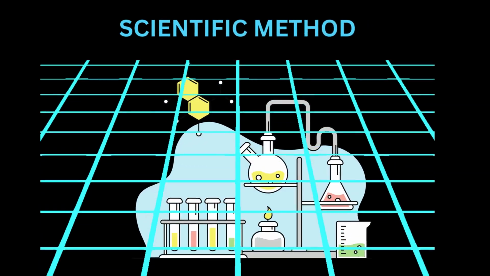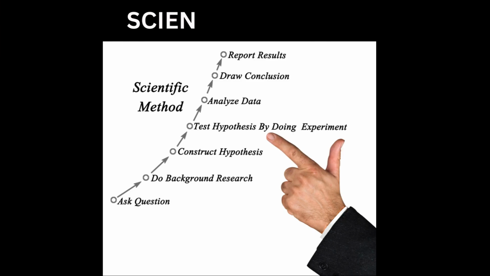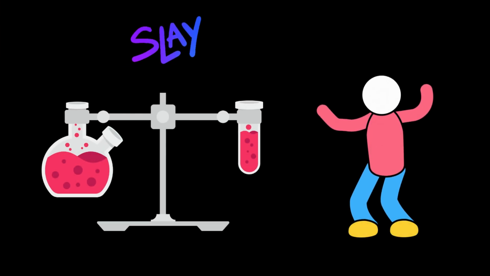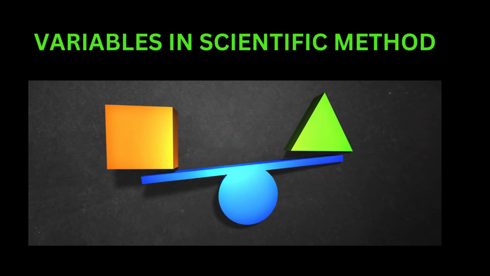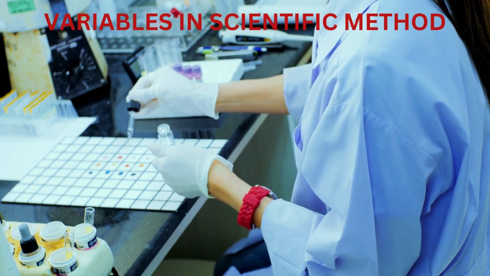In the scientific method, researchers follow a systematic approach to investigate phenomena, formulate hypotheses, conduct experiments, and draw conclusions. Various types of variables are considered throughout this process. Here are the key types of variables to be considered.